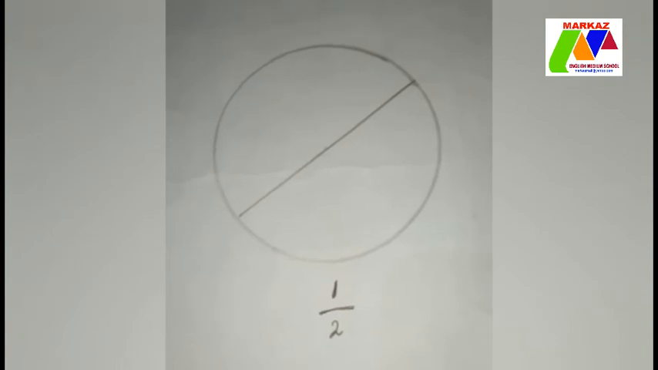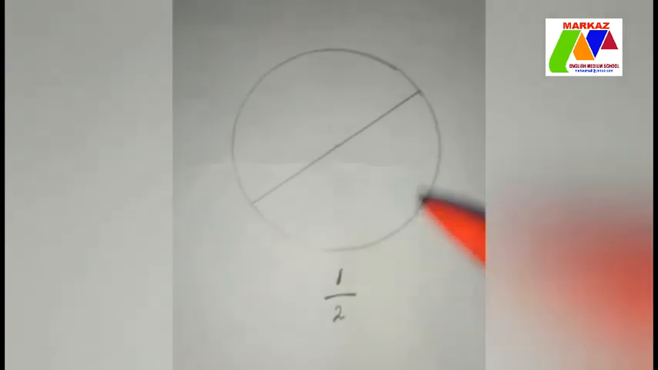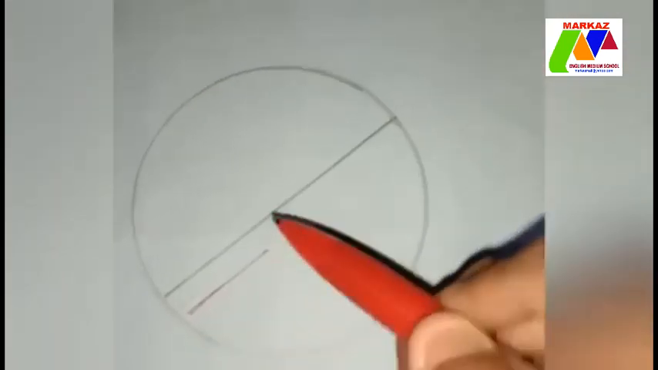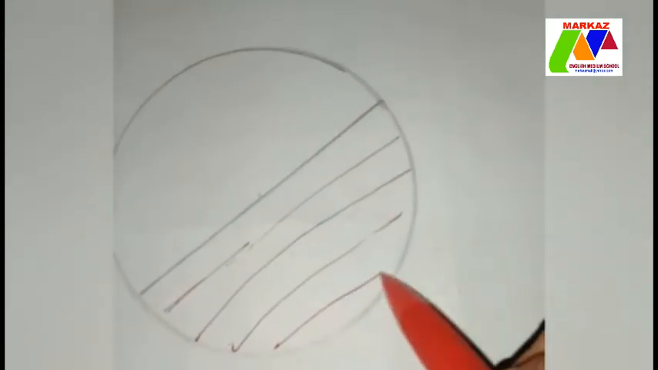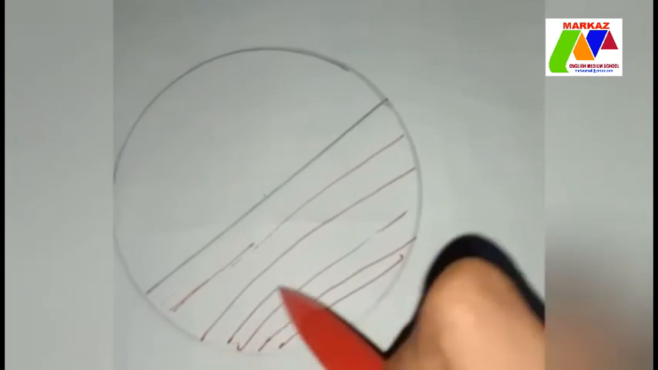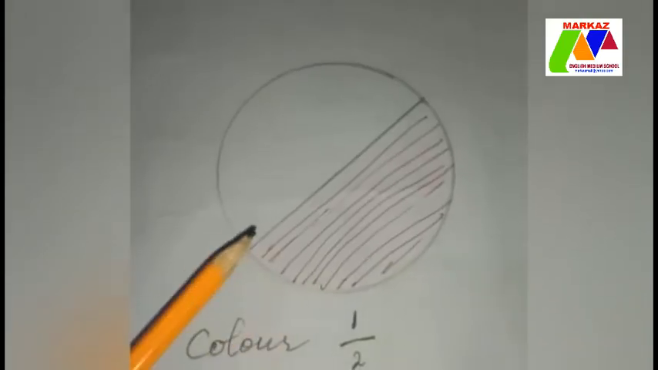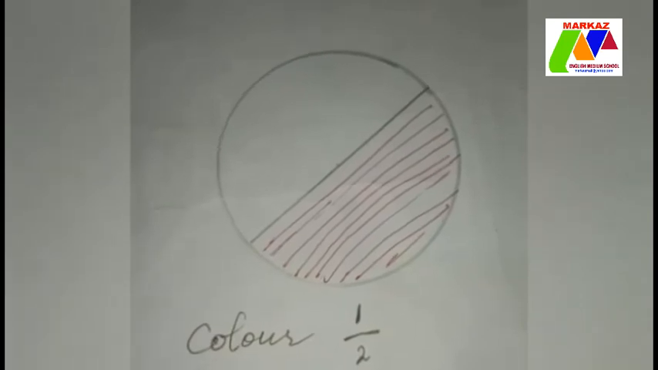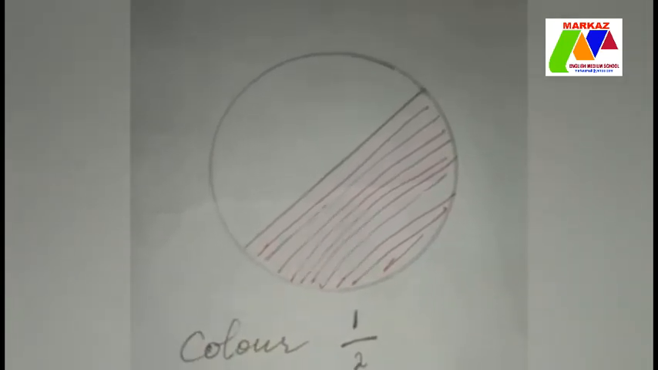What do we color now? 1/2. We color 1 part of 2 parts. So, I need to color 1 part of this circle. This is 1 by 2 part of this circle or half part of this circle.